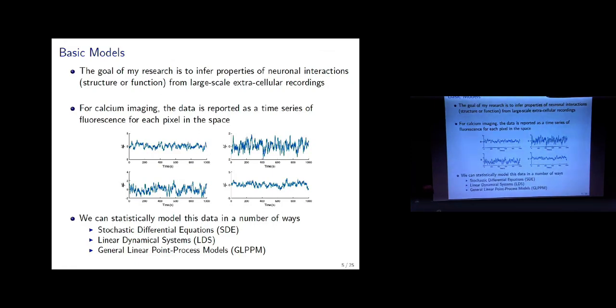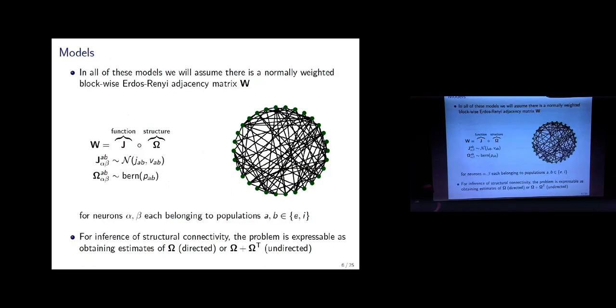So my goal here is to look at these traces as Gaussian processes and to try to guess which neurons are connected to one another. And we can statistically model this data in a number of different ways. We can use stochastic differential equations, the linear dynamical systems we talked about in class, general autoregressive processes, or any sort of time series model. And since we're trying to go a little faster today, I probably won't talk too much about the GLM models.